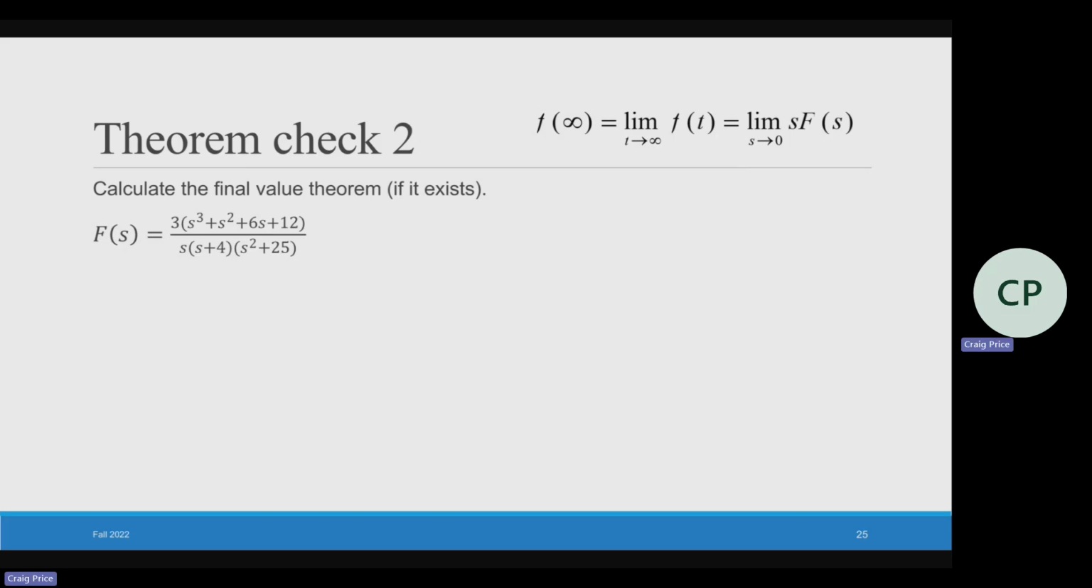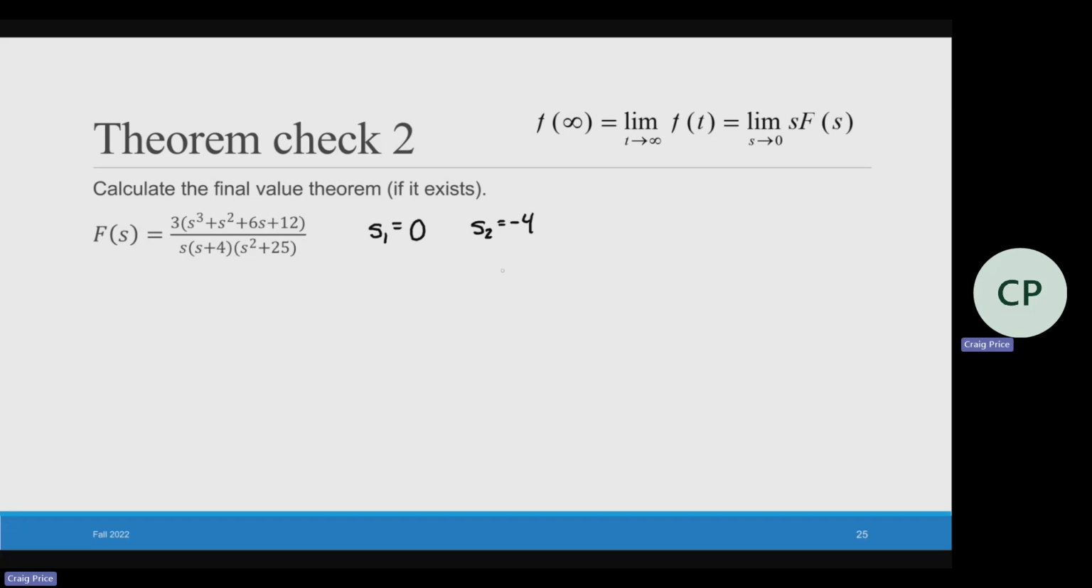You can actually do these roots in your head, right? What are the roots? S1 equals 0. So I have an S there. If it's 0, it sets the whole denominator equal to 0. I have a second root that is -4. So far, what do you think? Stable? A 0 is great. That means stable.